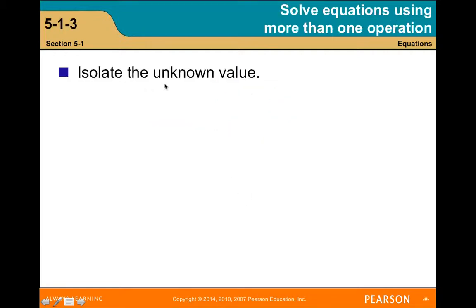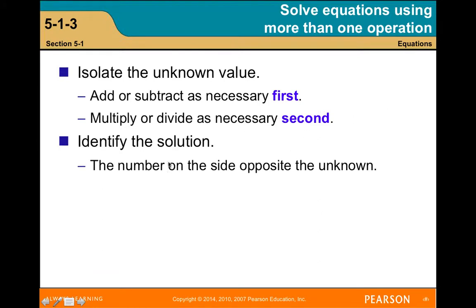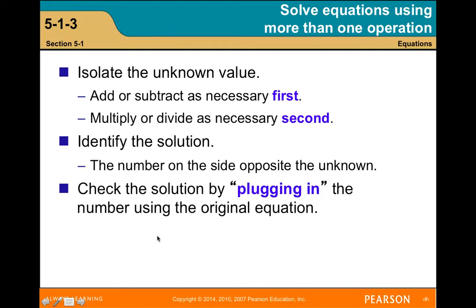Solving equations using more than one operation. Isolate the unknown value. Add or subtract as necessary first, then multiply or divide as necessary second. Identify the solution. The number on the side opposite the unknown. Check the solution by plugging in the number using the original equation. And plugging in is really good when you're trying to double check to make sure that you've got the correct answer.